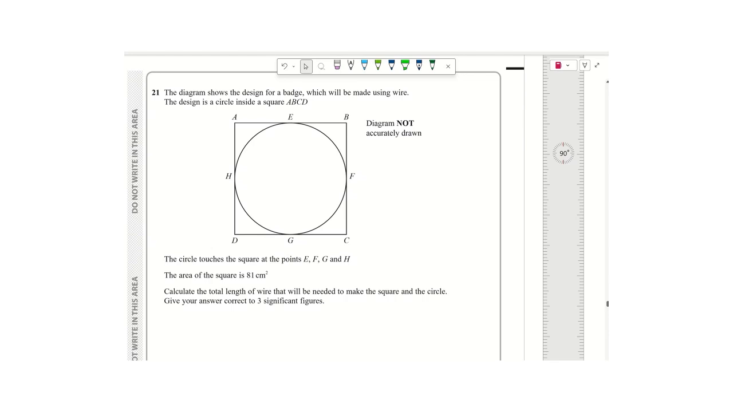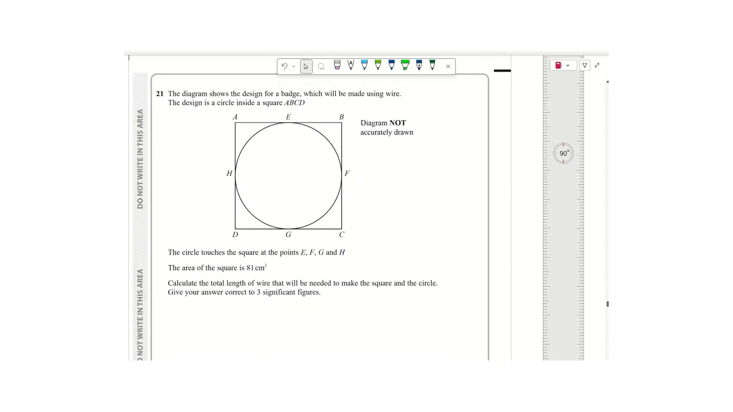Question 21. We've got a design for a badge, which is a circle inside a square. And we know that the area of the square is 81. And we're asked to find the length of wire that will be needed to make the square and the circle. So we know something about the area, but we're asked for length, which is to do with perimeter. So we're going to have to work a bit backwards.